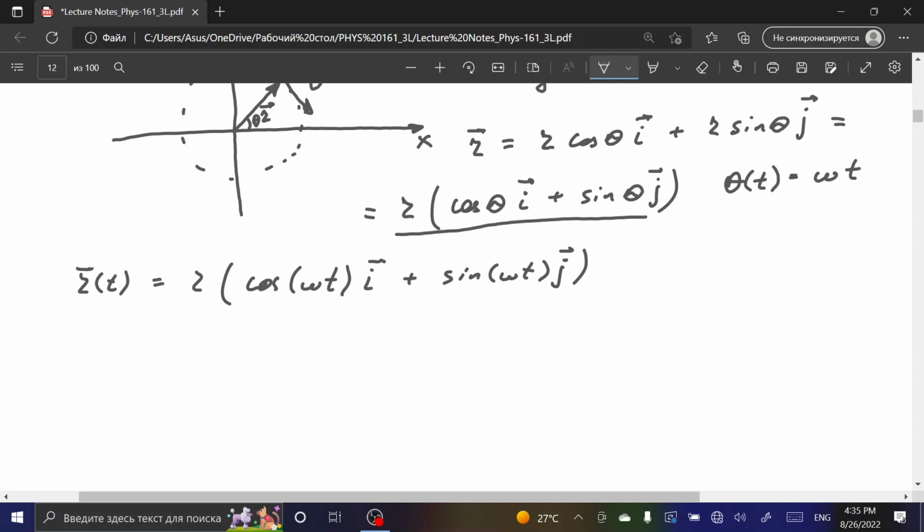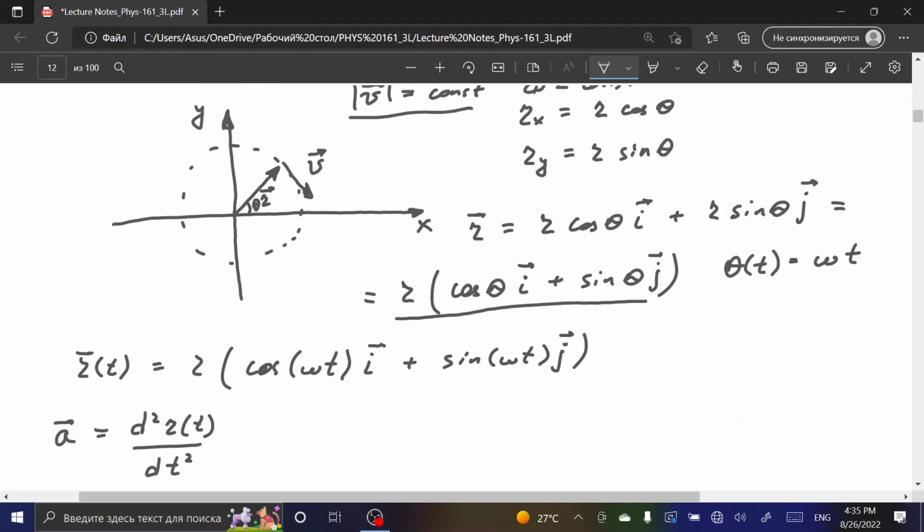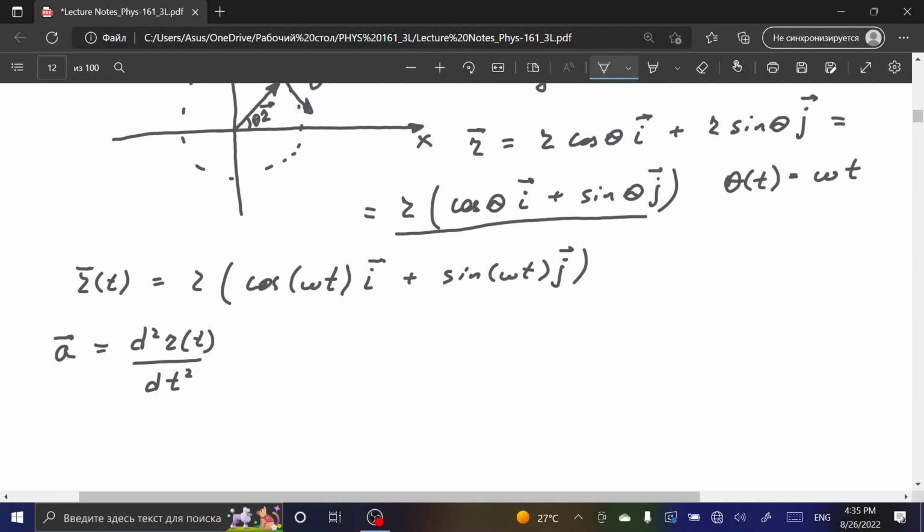Now that we have this time dependence of the radius vector, we need to take two derivatives because we know that acceleration is equal to the second derivative of the radius vector over time. So we need to take two derivatives. First of all, we recall that omega is a constant. It's not a function of time. And second, we can recall the derivatives of cosine and sine.